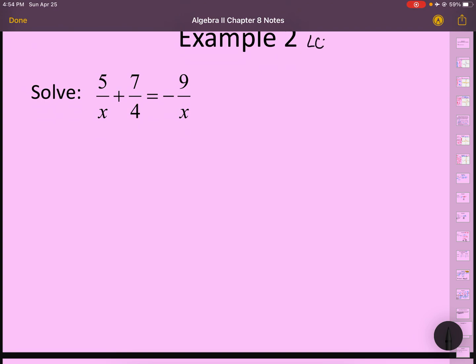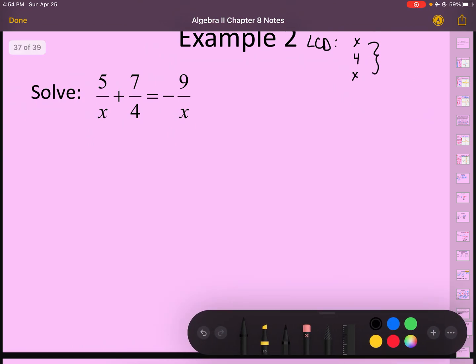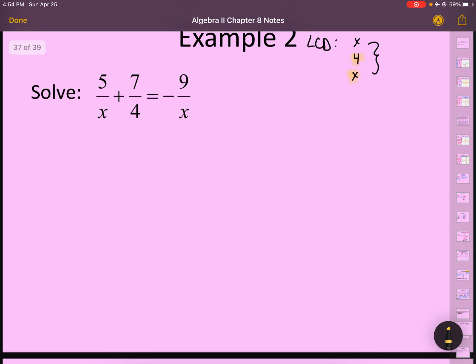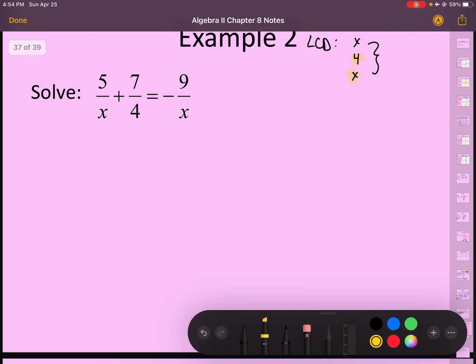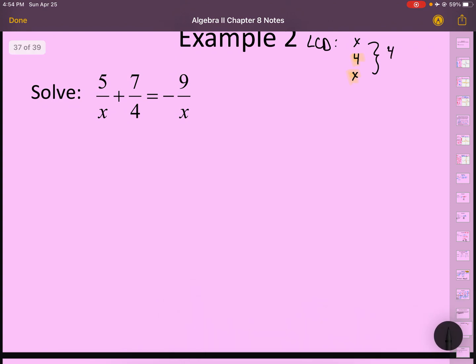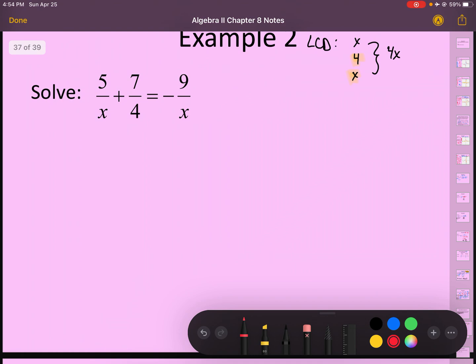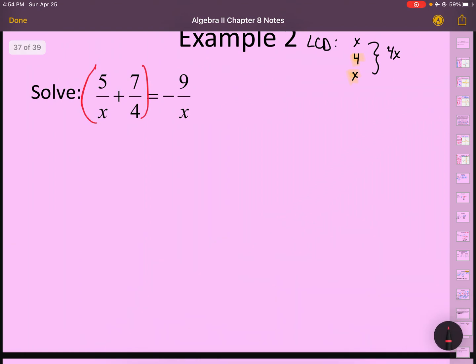So my least common denominator, if I list them all out, I have an x, a 4, and another x in the denominators. And if I put these together, well, the x's occur twice, but I only need them once. And that 4 occurs once, so I'm just going to use 4x to make a common denominator. So when I do this, I'm going to multiply both sides by 4x, and think of it like over 1.